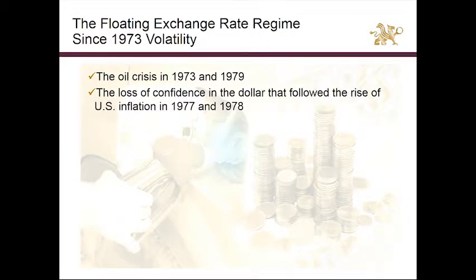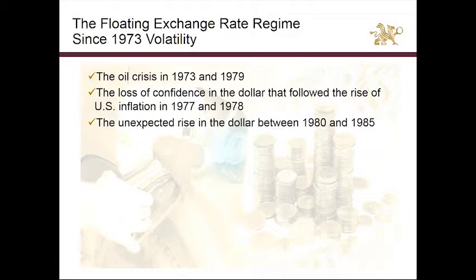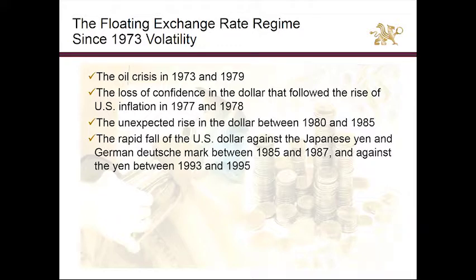More examples of volatility would be the oil crisis in 1973, the loss of confidence in the dollar that followed the rise of U.S. inflation in 1977 and 1978, the oil crisis of 1979, the unexpected rise in the dollar between 1980 and 1985, the rapid fall of the U.S. dollar against the Japanese yen and German Deutschmark between 1985 and 87, and against the yen between 93 and 95.